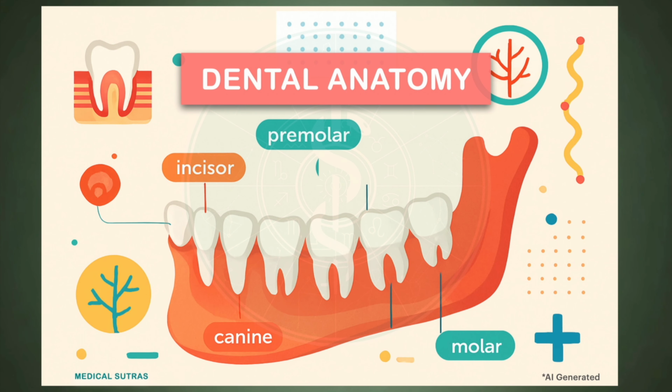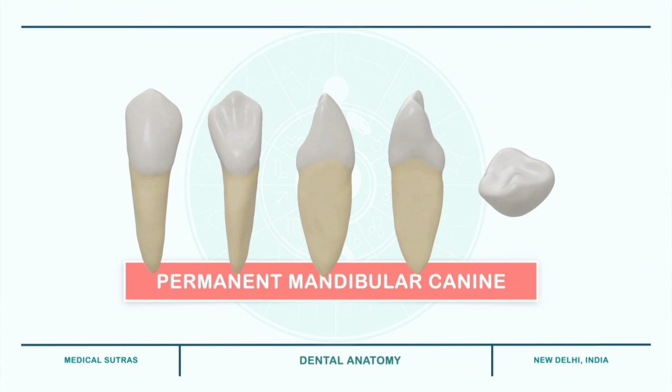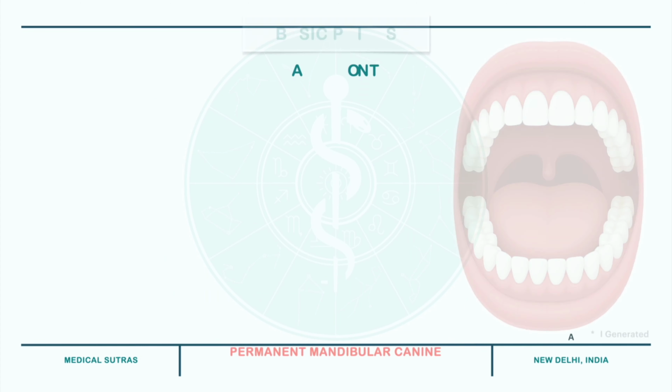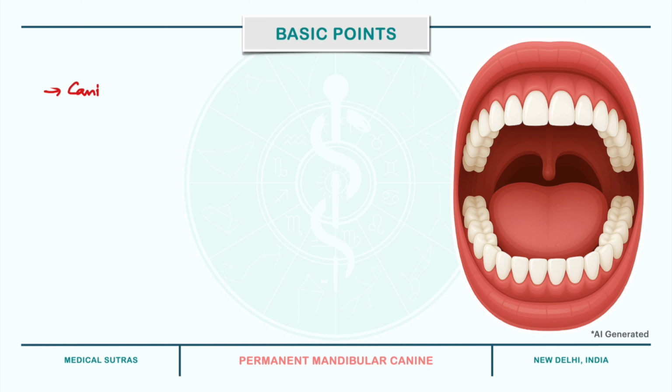In today's video, we will discuss the permanent mandibular canine, its nomenclature, function, chronology, dimensions and morphology. So starting with the basic points. The term canine is derived from the Latin word canis meaning dog.